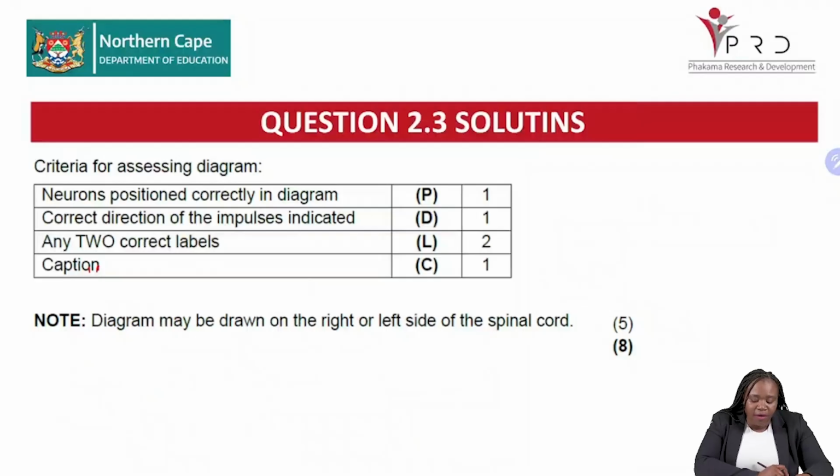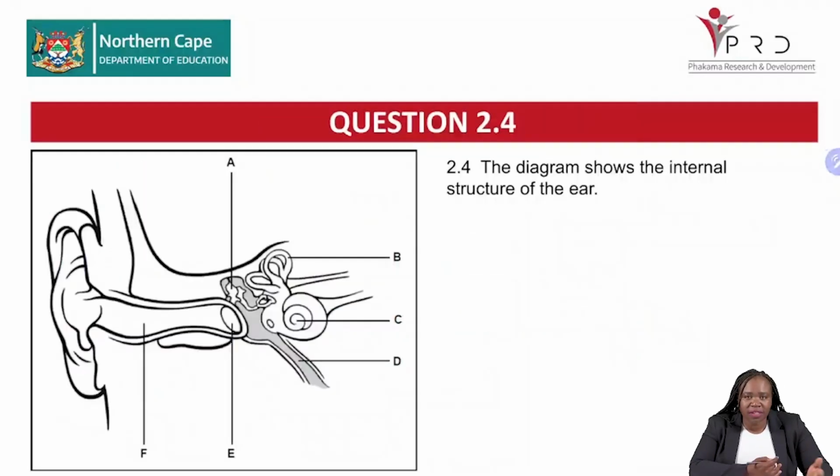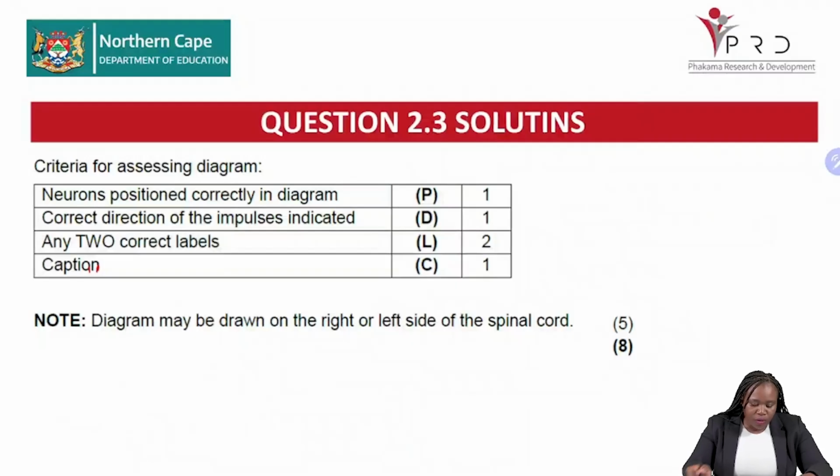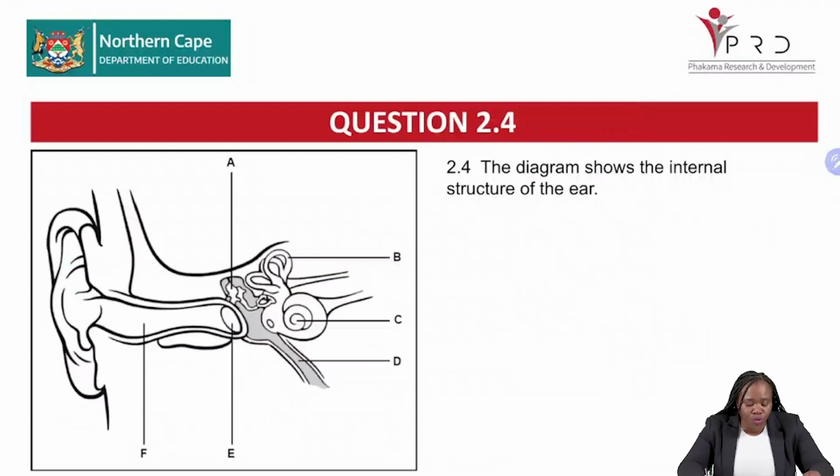As I said, first thing first, have your caption. It is somewhat of a free mark, so make sure that you have that. Okay. So that is what we have for the diagram. The diagram may be drawn on the left side or on the right side of the spinal cord. It really doesn't matter which side you draw it.